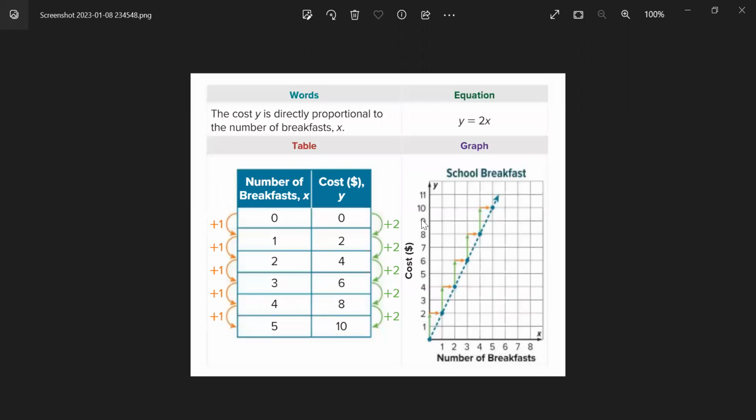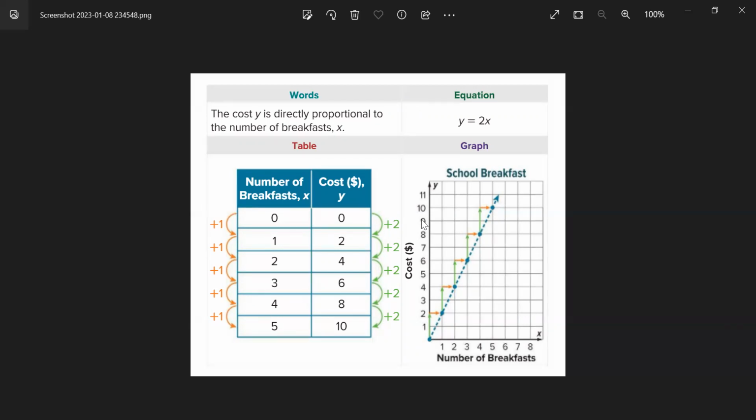Let's say it in a different way. So the cost, y, is directly proportional to the number of breakfasts. So if I go and have breakfast, I will pay $2. But if I go with my daughter, there's 2 of us, so we're going to pay $4. If I go with my daughter and my son, I will pay $6. If my husband, my daughter, and my son go, it will be 4 people, so we will have to pay $8, and so on, right? So the school breakfast will go up 2 every time.